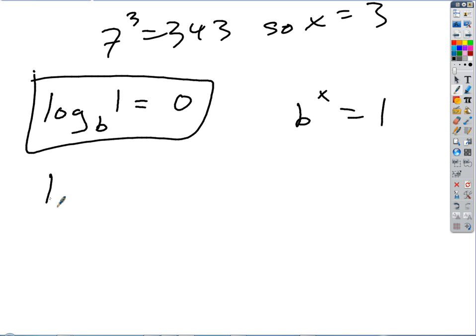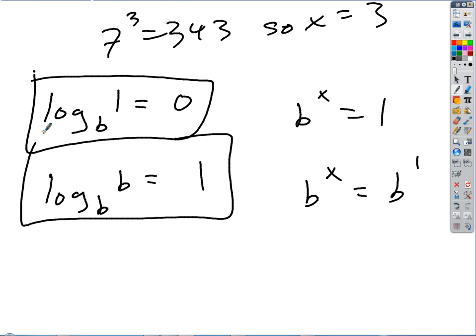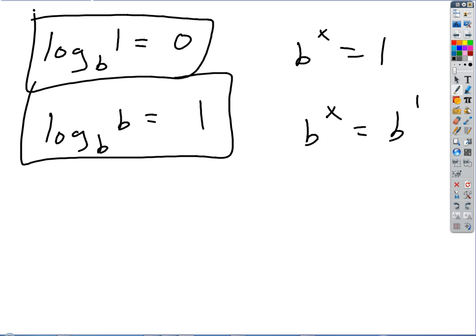How about this one? The log of b base b equals what? If I call that x, that's like saying b to the x equals b to the 1. So what's x? 1. And these are always true. Okay, now let's get specific. I want you to simplify this. That's the game we're playing now. Simplify this.